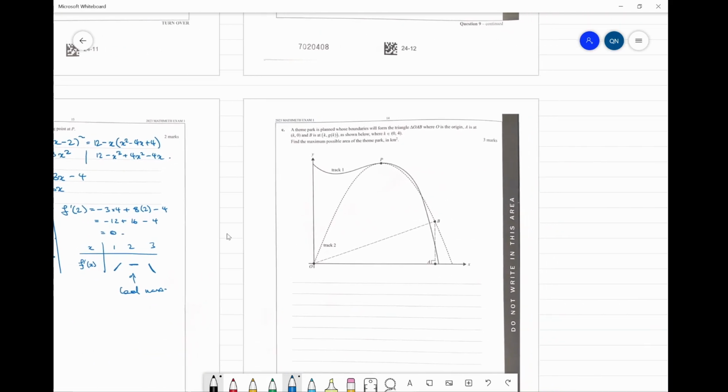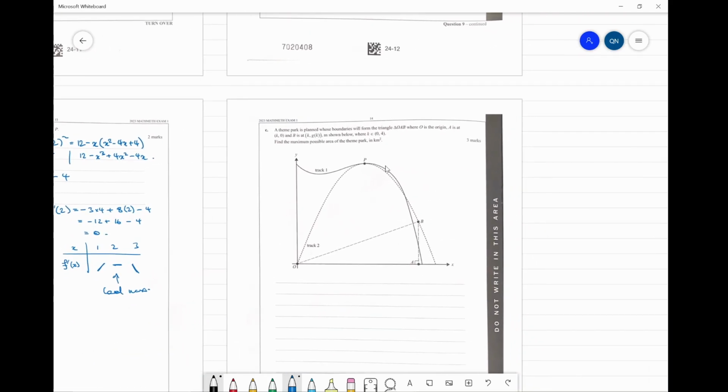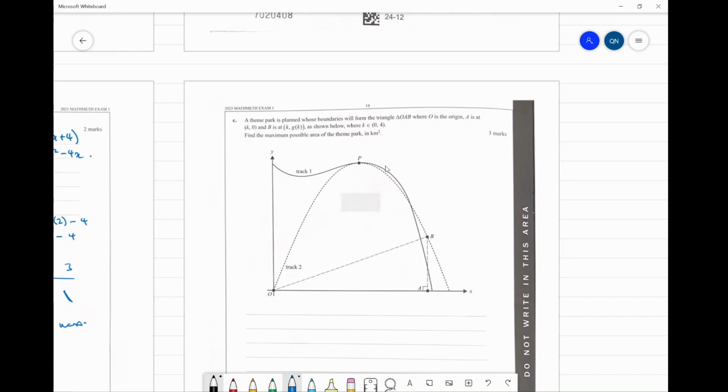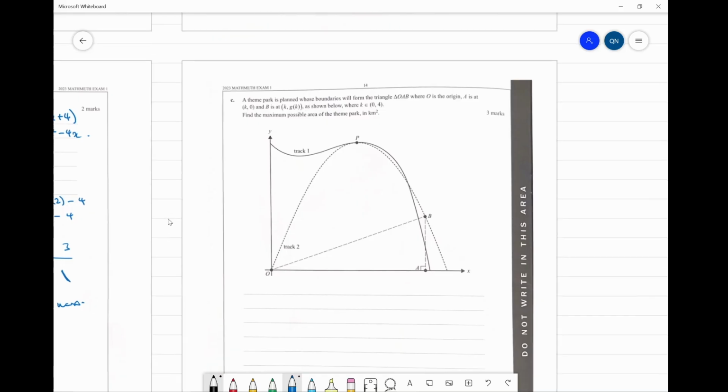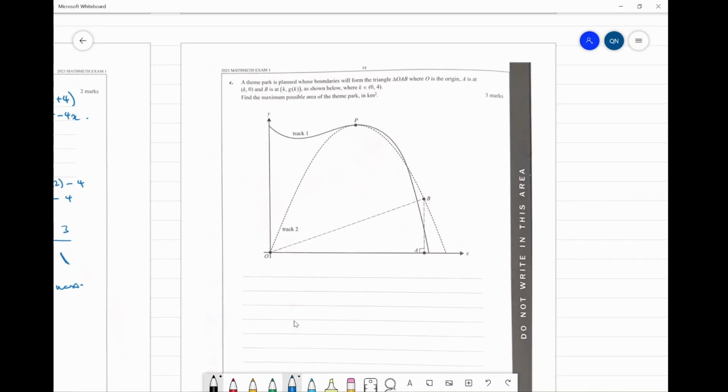Okay, part C, final question. We have a theme park. The boundaries form a triangle OAB. So it's a triangle down here. And what we want to do is find the maximum possible area of this triangle in terms of k. Right, so this area is in terms of k. We want to find the value of k which maximizes the area. That's what we want to do.